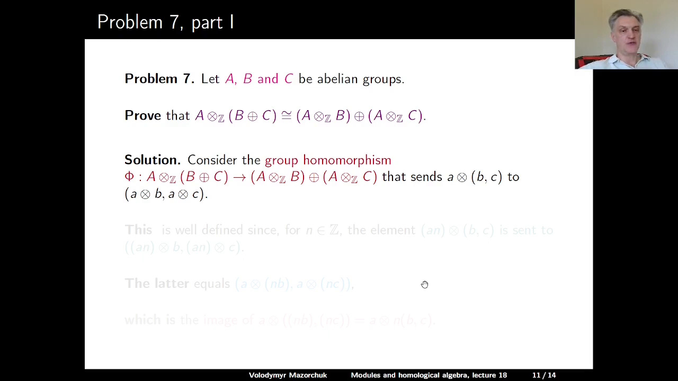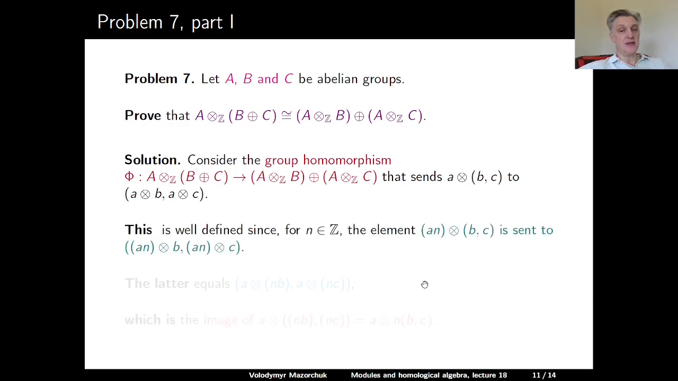So it's a homomorphism from A tensor B plus C to A tensor B plus A tensor C. And we define this homomorphism phi on the generators of the domain such that it sends A tensor (B, C) to the pair (A tensor B, A tensor C). We need to prove that this is well defined on the generators. So on the generators, we need to check the defining relations for the tensor product.